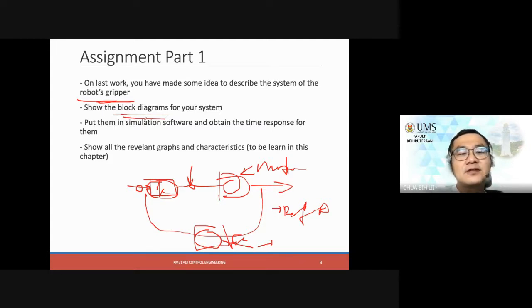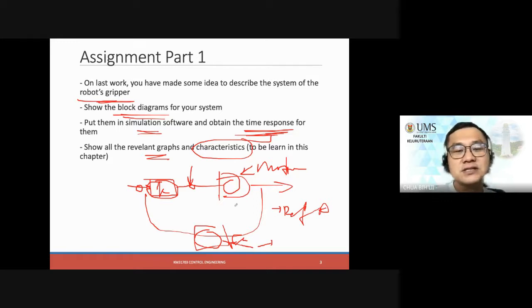After this I will show you how to analyze the time response. After you have this block diagram, you just put it into simulation software and run it. Get some graph from there, and from the graph, in this chapter we will learn how to get the time response characteristics of your system. Just show that simple part. Any question for this?